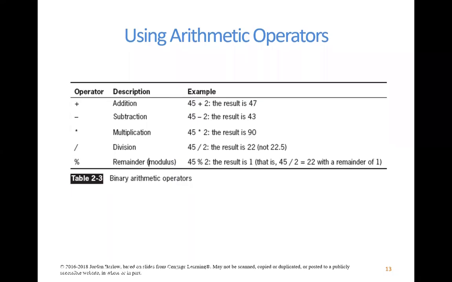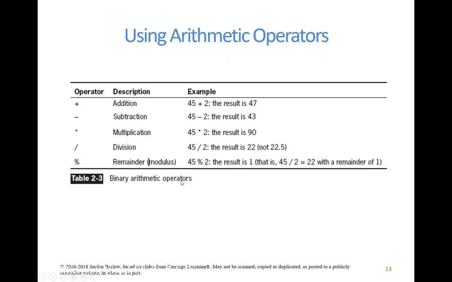Okay, there is another operator that's more useful than you might think initially, but it's called the remainder operator or the modulus operator. And what that means is when you divide something that you can't evenly divide and you have a remainder left over, that is the answer. So if you do 45 modulus 2, or sometimes programmers just say mod, 45 mod 2, the result of that is 1, because 45 divided by 2 is 22 with a remainder of 1. So this is the remainder operator.